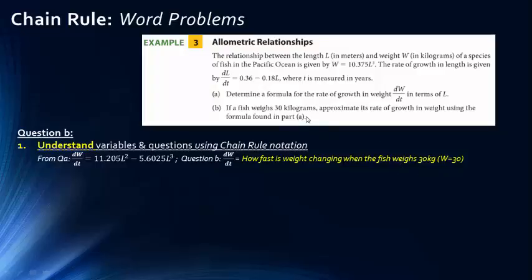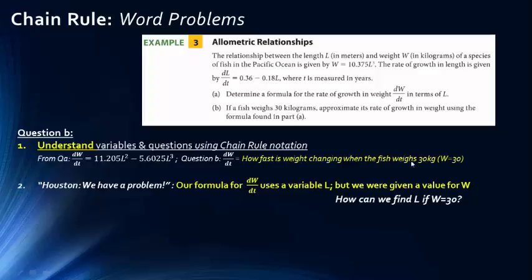Now, a first mistake that many students make, and I'd say most of them make, is they simply plug in 30 here. But we have a problem. 30 is the weight, not the length. So be mindful here. It weighs 30 kilograms. That's W. That's not L. And our formula here is in L, our change in weight with relationship to the length. So we have to find L when W is 30.